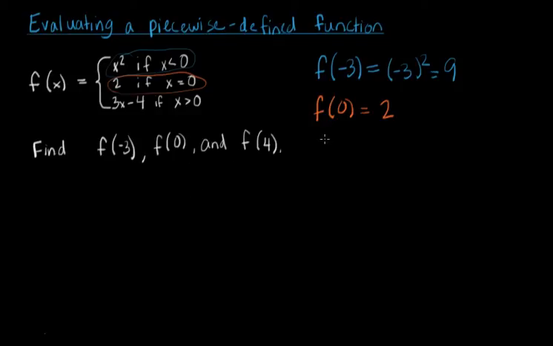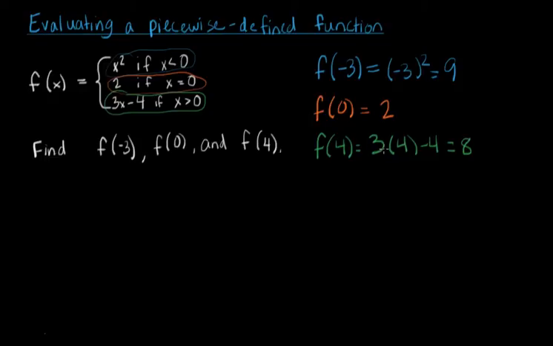Finally, we want to evaluate f of 4. Now we need to ask ourselves again, is 4 less than 0, equal to 0, or greater than 0? In this case, 4 is greater than 0, so we're going to use this part of the function to evaluate. So it's 3x, which in this case is 4, minus 4. So 3 times 4 is 12, minus 4 is 8. So the function at that point is 8.